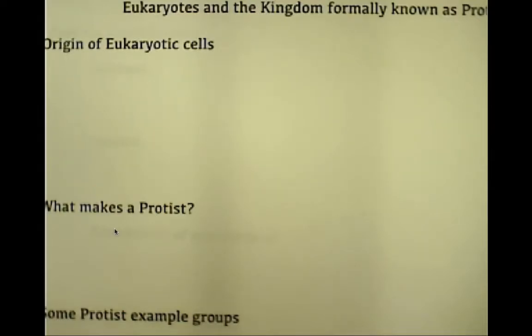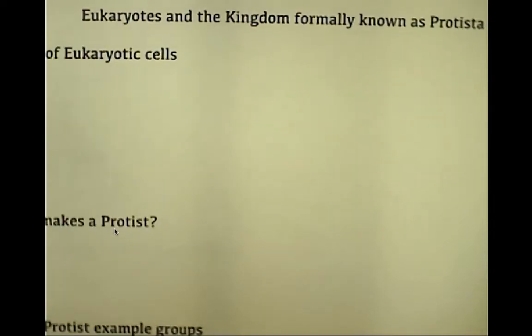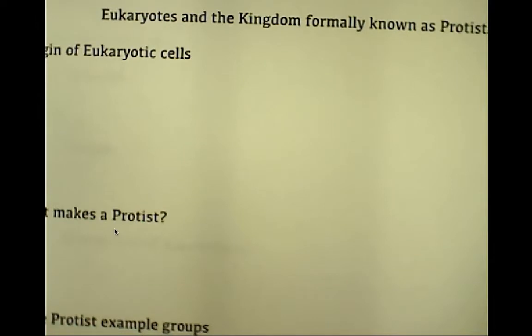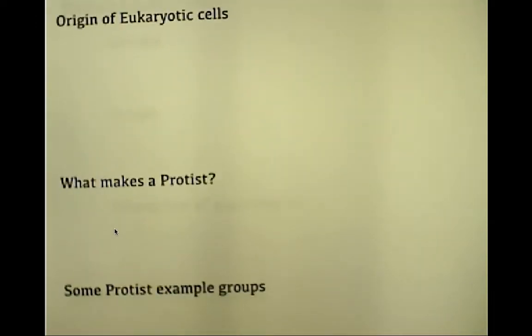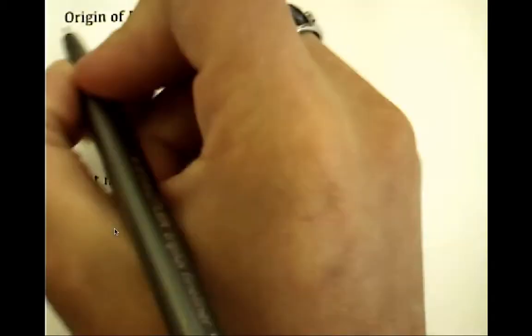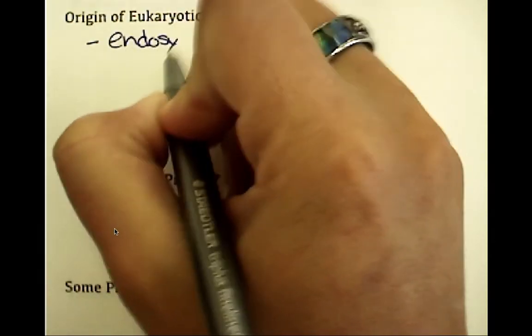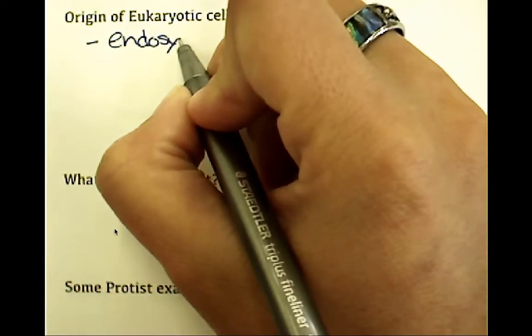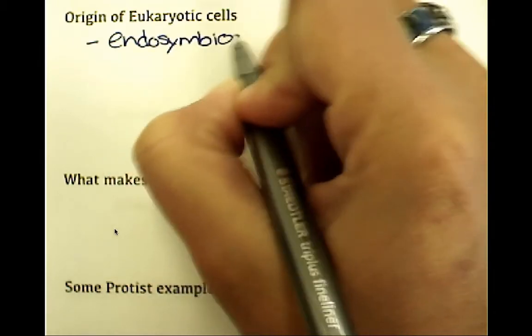Explore the eukaryotes a little bit, and then really talk about the kingdom formerly known as Protista, or the protists. They have a funny name. We'll get into it, but let's first talk about what a eukaryotic cell is and how they came about. In your book, on the first page of chapter 20, write the endosymbiosis theory.